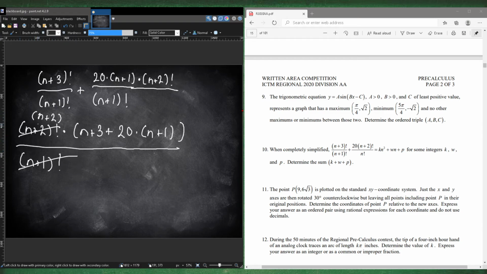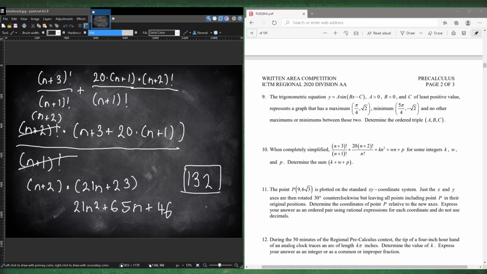So we have an n plus 2 times a 20 times n, which is 20n, plus this n is 21n. And then 20 times this 1 is 20, plus this 3 is 23. And now we just need to distribute it out. So this would be 21n squared plus 23n plus 42n. So 42 plus 23 is 65n, and then plus 46. And now we can just add the coefficients. So that is 21 plus 65 plus 46. And you get an answer of 132 for number 10.